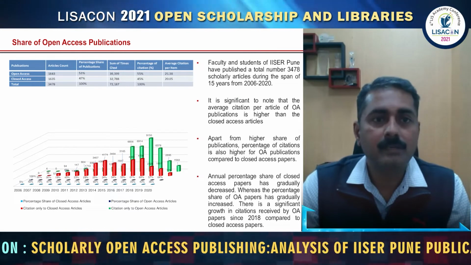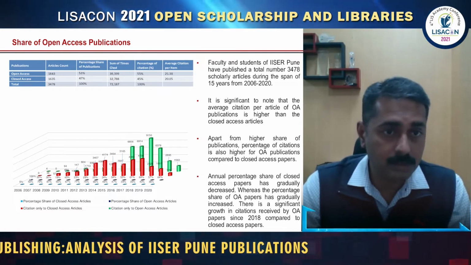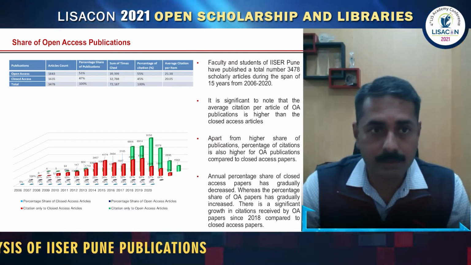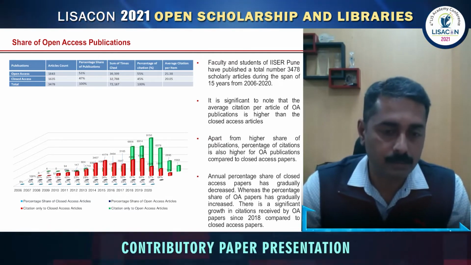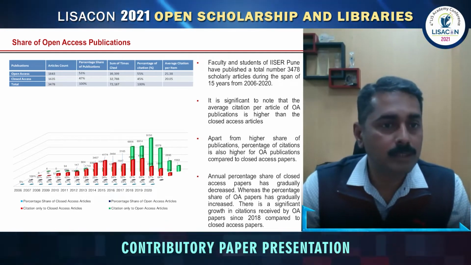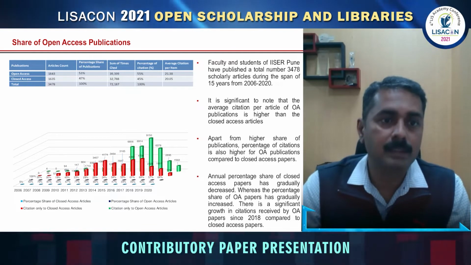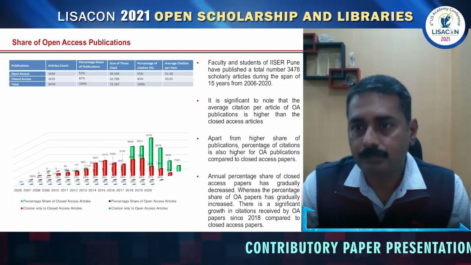When we look at the share of open access publications, there are about 3,478 papers during the last 15 years that have been published from IISER Pune community. Out of that, 1,843 are open access and 1,635 are closed access papers.